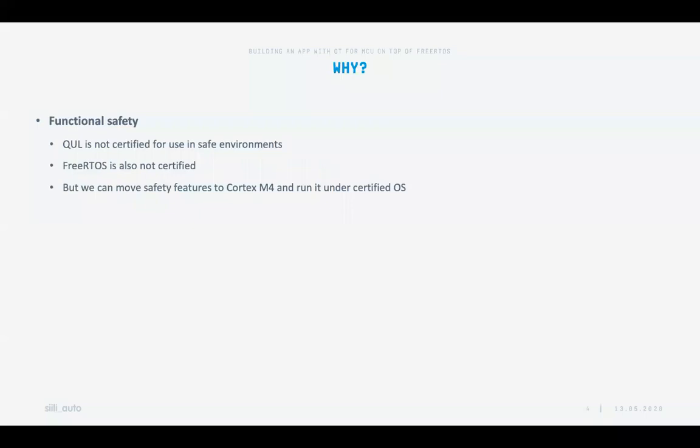Why would we want to utilize a secondary core? One of the reasons might be functional safety. Qt for MCU, or Qt for short, is not certified for use in safe environments, and FreeRTOS is also not certified. So what we could do is leverage the secondary M4 core and run our safety critical tasks there and get it certified, but still have Qt for MCU for all the niceness and the graphics on the other core.